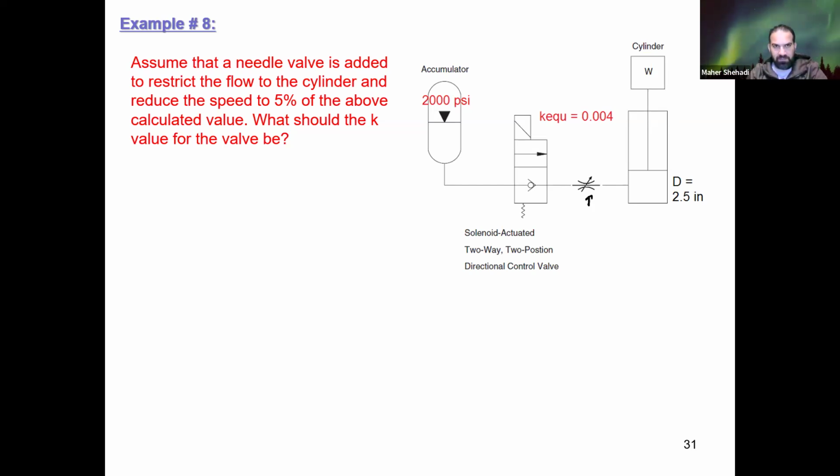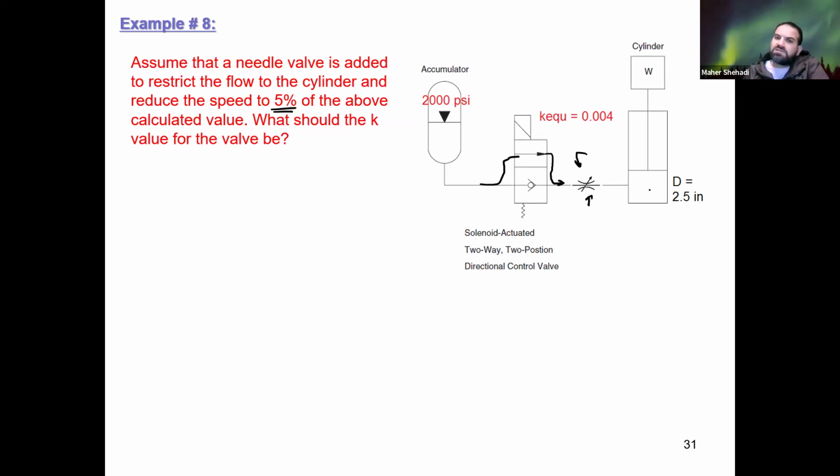All right, so what do we have here? That's very similar to what we have here. I said the motor in the homework, here we have a cylinder. So they're asking you to restrict the flow so that the speed is reduced to only 5% of that calculated value. What should the K value for this valve be? So I still have that actuated. So it's like that.